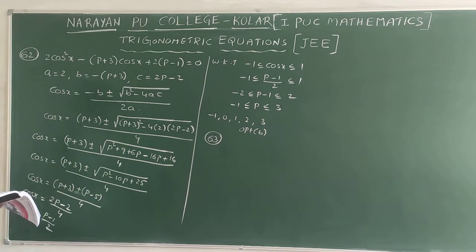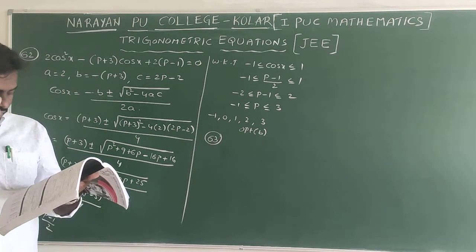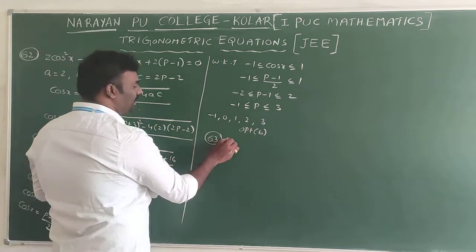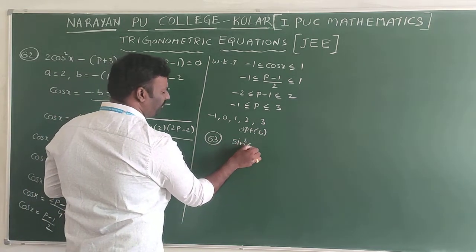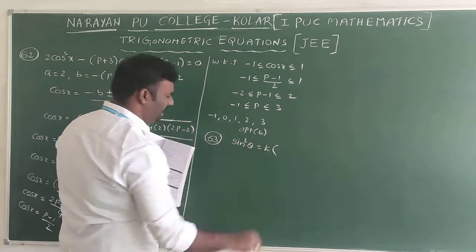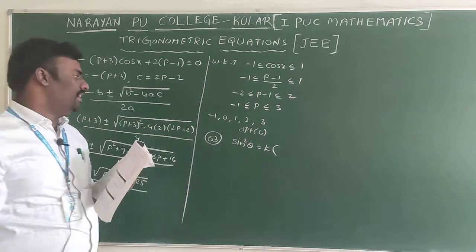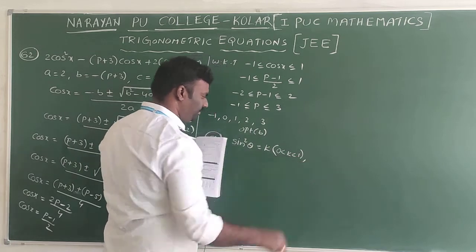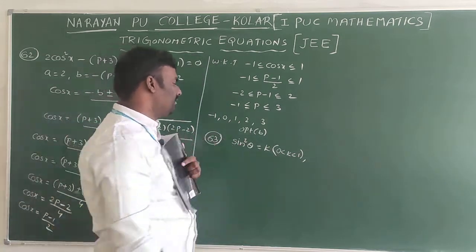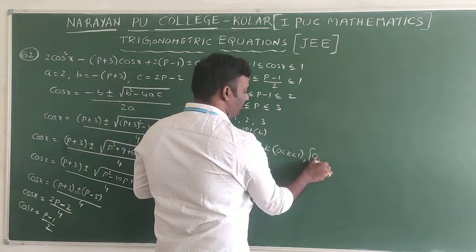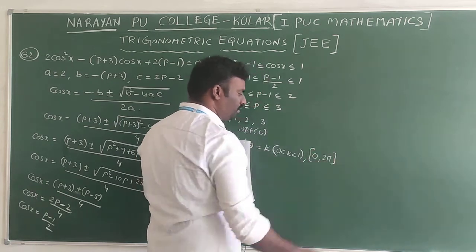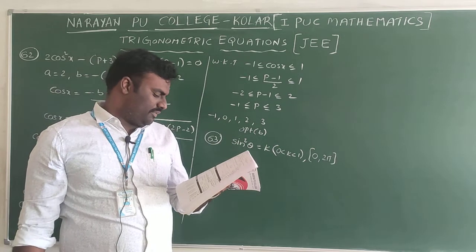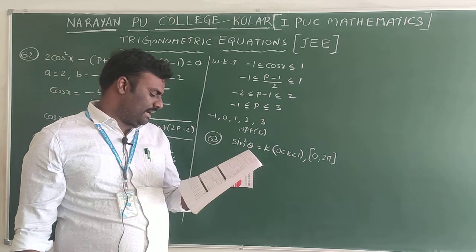In question 63, listen: the sum of roots of the equation sin square theta is equal to k, where k value lies between 0 to 1 and theta lies in the interval 0 to 2 pi, equal to the sum of angles of an n-sided regular polygon.